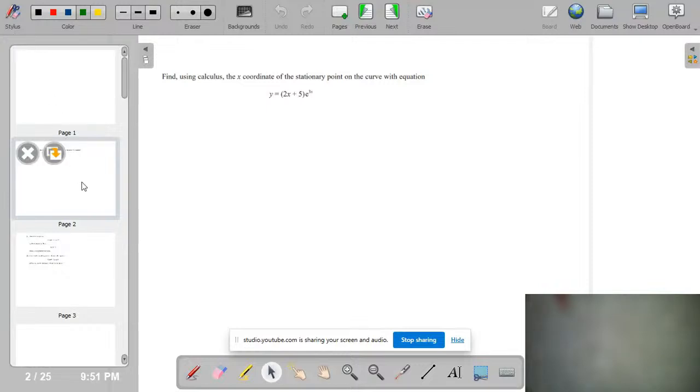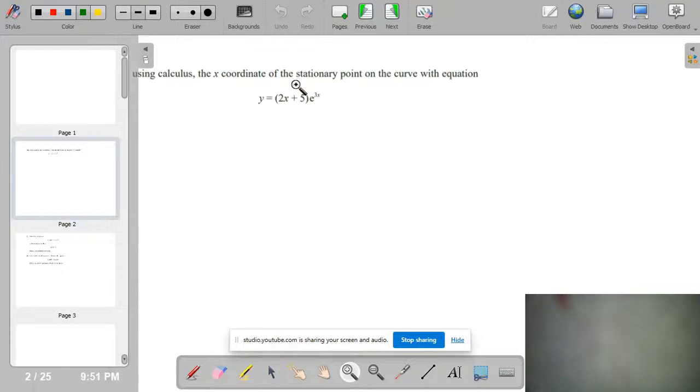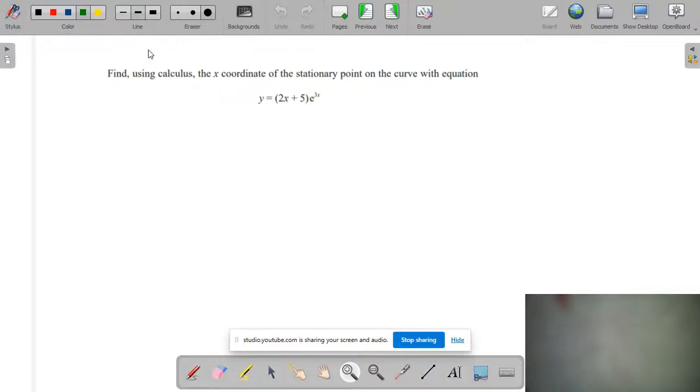Right. The first question that we have here is related to calculus. Whenever they mention calculus, it's going to be differentiation or integration. In this case, they are asking you to find, using calculus, the x coordinate of the stationary point. So it is something common. What we do is differentiate, then equate the result to 0 in order to get the stationary points.